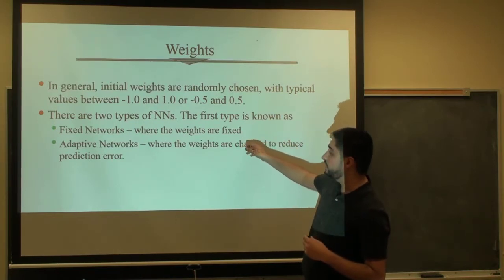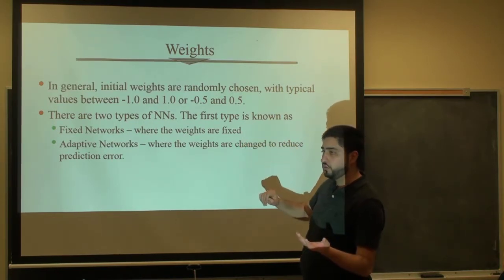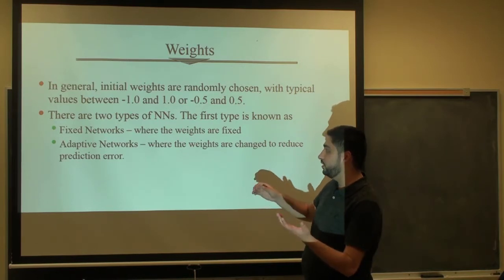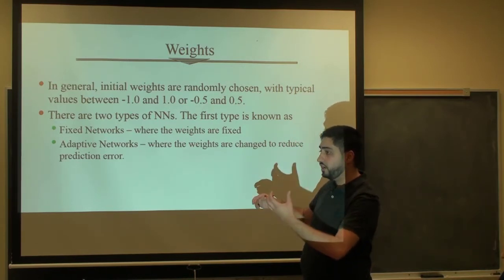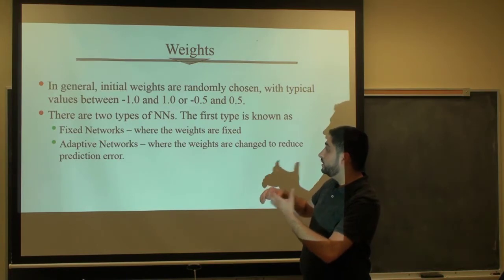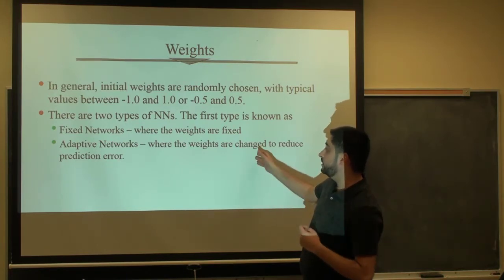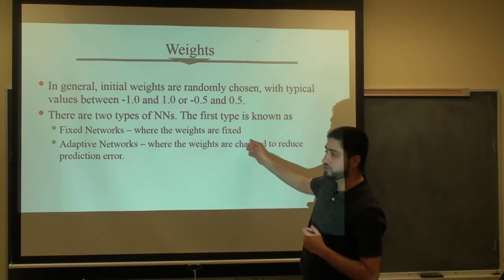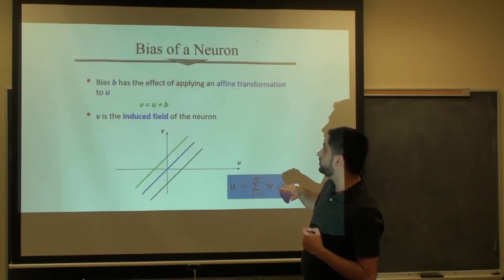But the next one is the adaptive network, where you don't know what your model is. You have a black box. So you feed it some data and you let the network learn based on this data and update the weights. And we're going to learn about this in the later sections, how the network updates the weights.